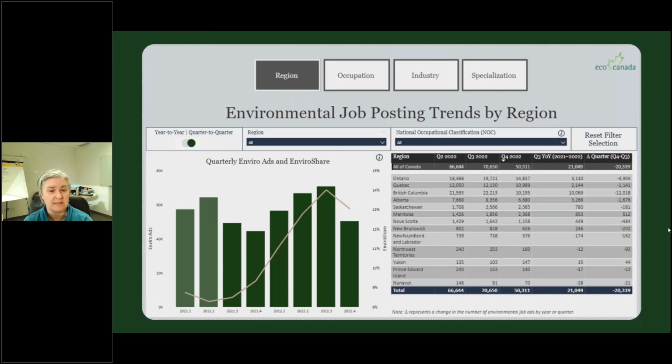Although the Canadian workforce is growing slowly, the environmental workforce is growing faster. The hiring in the environmental workforce space is higher than it is overall across Canada.